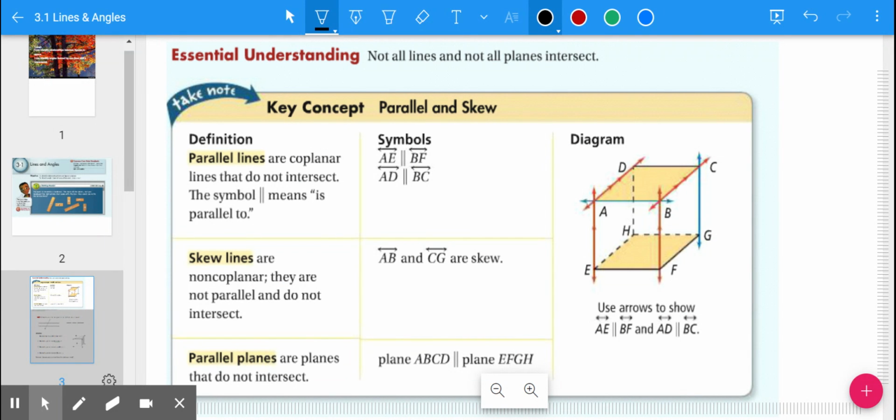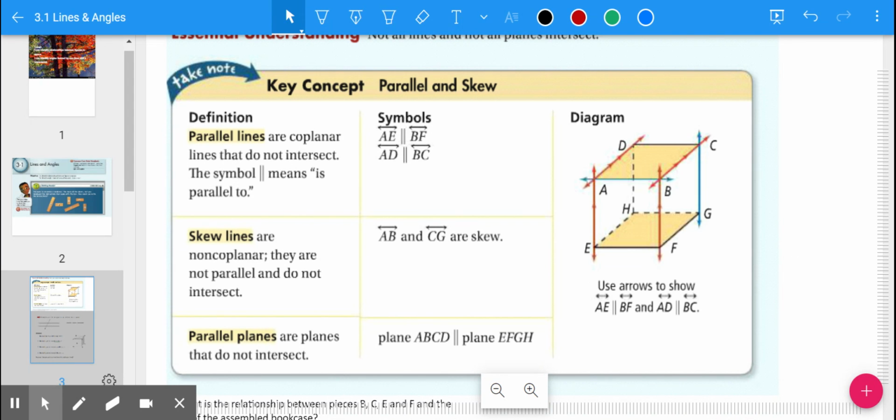First of all, a key concept for what we're going to be talking about right now happens to be three different vocab words: parallel lines, skew lines, and parallel planes. And they're all similar, but all slightly different. So take note of these three things.